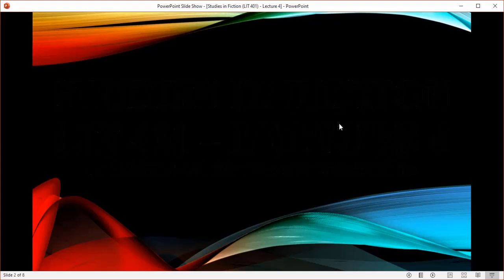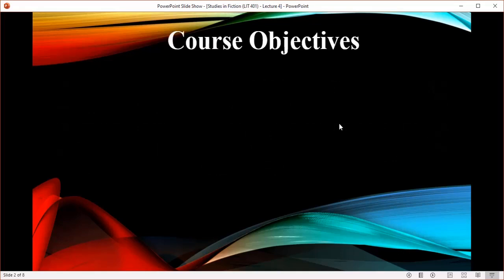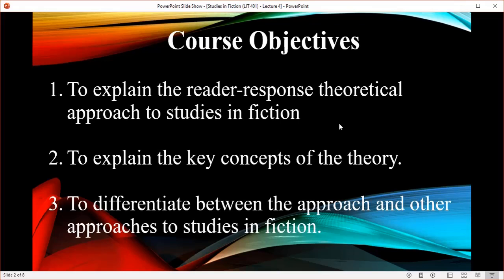In this series, you are expected to be able to explain the theory we are going to discuss, and that is the reader response theoretical approach. You are also expected to give a detailed explanation of the key concepts of the theory, and to differentiate between this approach and other approaches to studies in fiction.